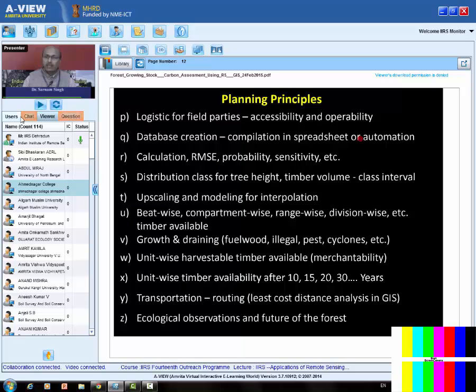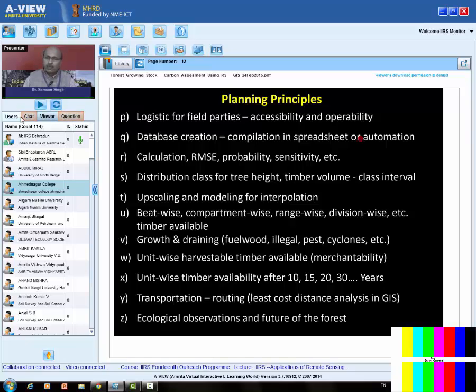In some terrains, it's very difficult to go. We should work on that. Then we need to create a database so that we have the spreadsheet created for automation and all other purposes. And we should calculate the errors, like RMSE, the probability, or the sensitivity. All these things have to be dealt with and fixed before we start doing the field work.